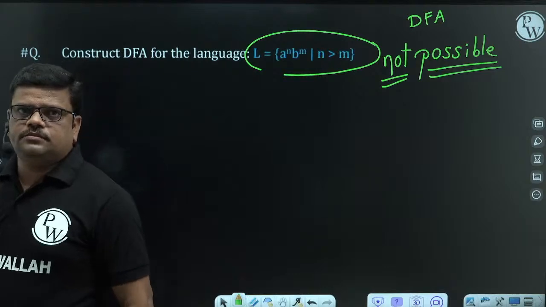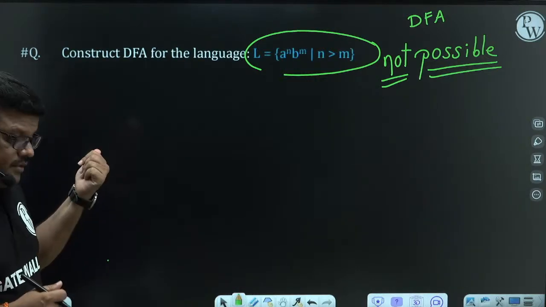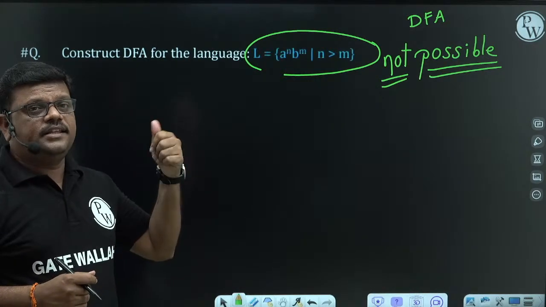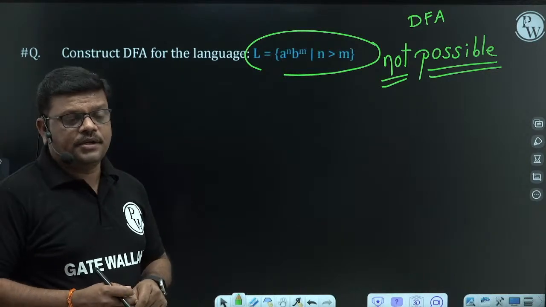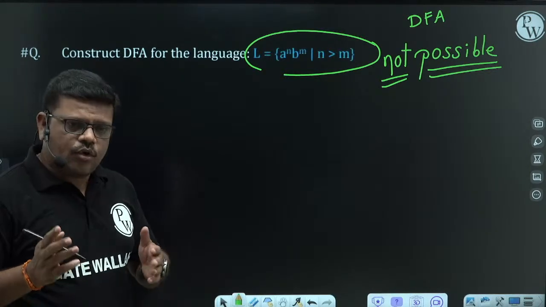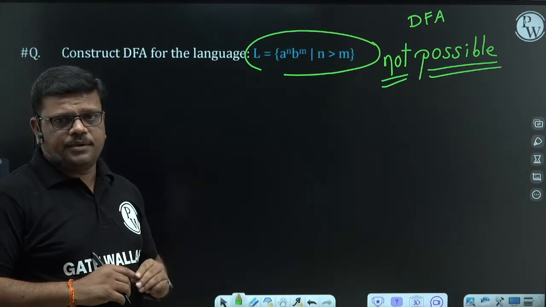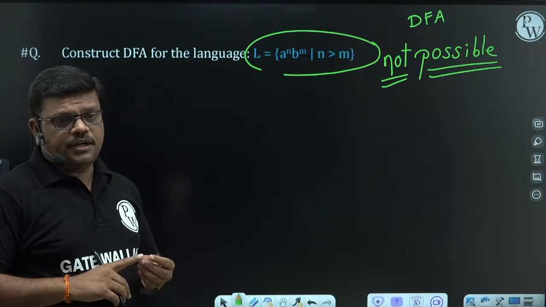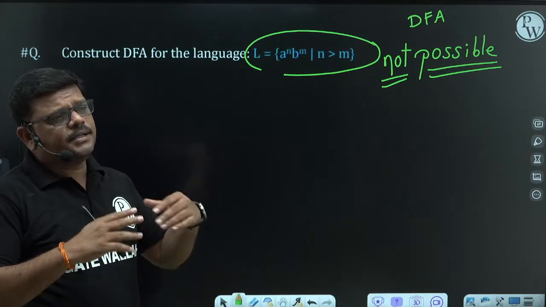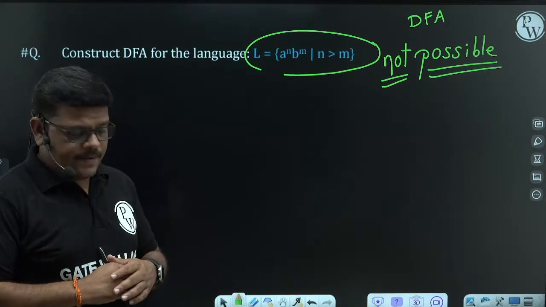DFA not possible. DFA not possible for this because just now we have seen pushdown automata is more powerful than finite automata. Because what is the meaning of that? There are some languages which are not accepted by finite automata. To recognize that, we have pushdown automata. Pushdown automata more powerful means what? It is accepting more languages which are not even accepted by finite automata.